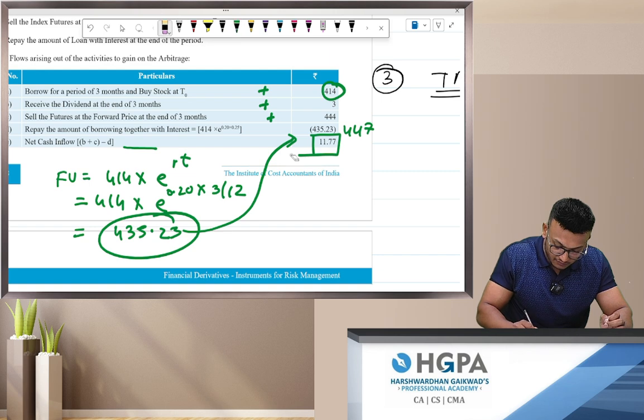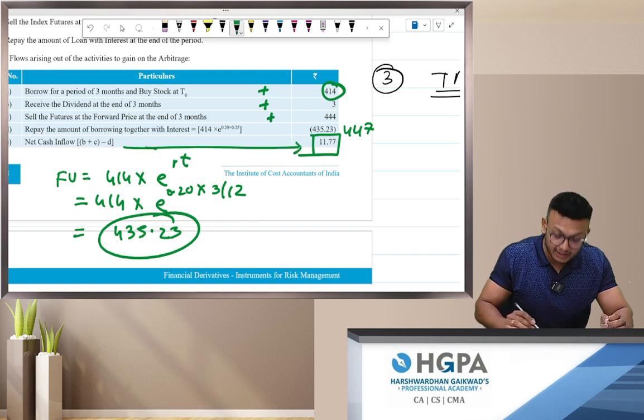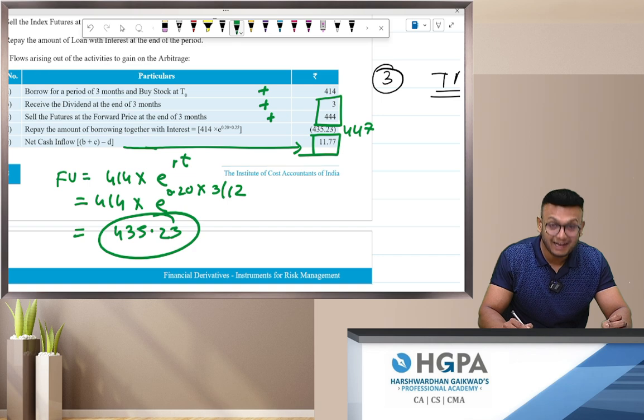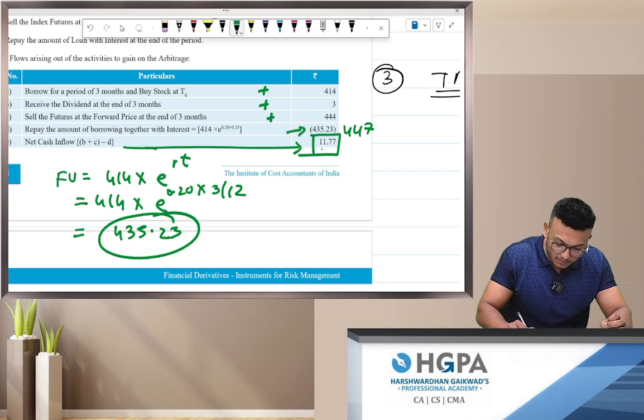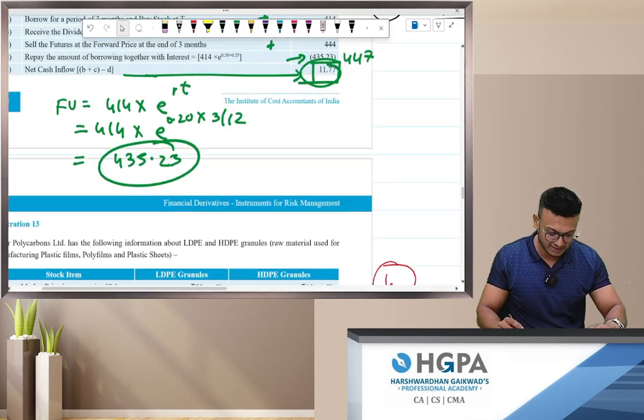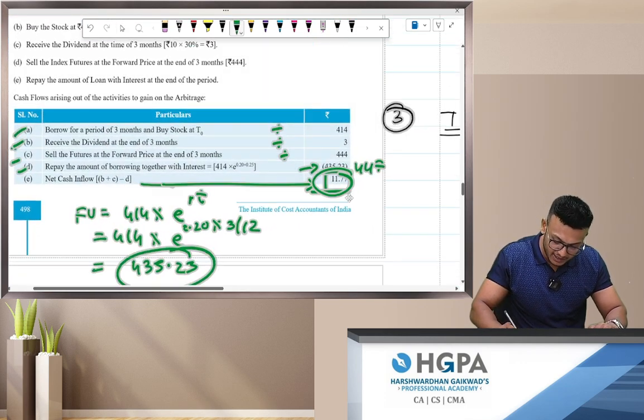This much is your net cash inflow. This you borrowed and this you repaid. So basically, this is your net inflow, which is 447, and you need to repay 435. So how much is the net gain from this? 11.77. That is your final answer.